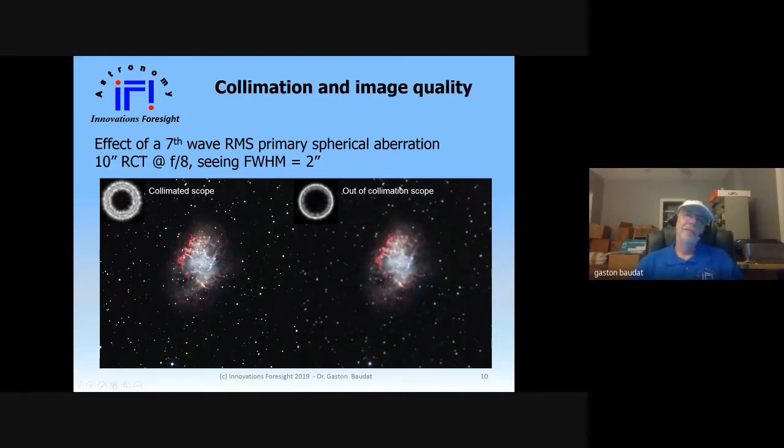Well, here is an example on the same scope of the effect of spherical aberration on an actual image of M1, the Crab Nebula. With a perfectly collimated scope, you get this kind of image. And with the same scope out of collimation, but only spherical, you get that kind of blurry situation. And you may not see that because you may think your scope is collimated and what you have is a result of the seeing, which in this case is a result of collimation.